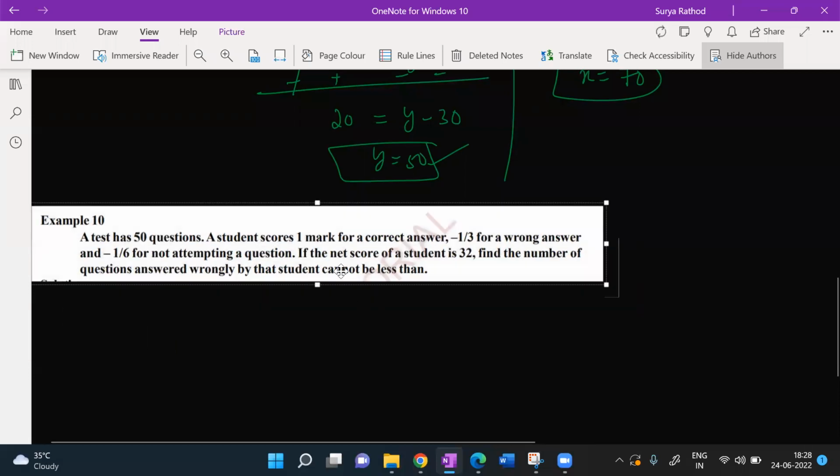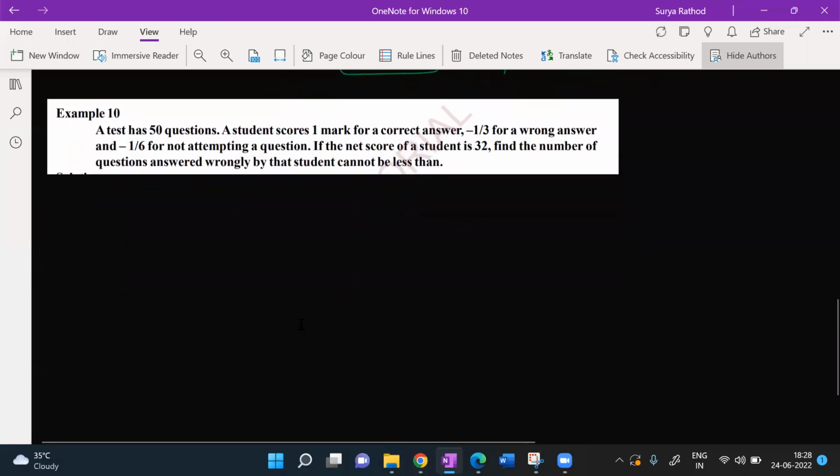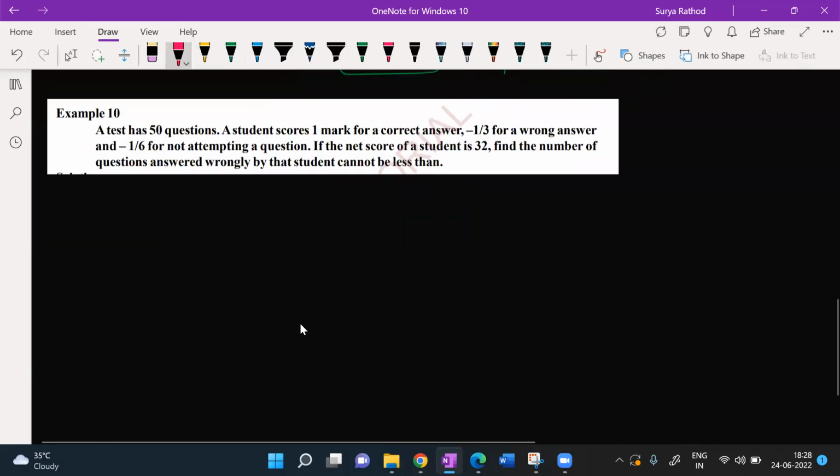Now solve this question. A test has 50 questions. A student scores 1 mark for one correct answer, minus 1 by 3 for a wrong answer, and minus 1 by 6 for not attempting the question. If the net score of a student is 32, the number of questions answered wrongly by that student cannot be less than. Understood the question? Find the number of questions answered wrongly by that student cannot be less than.